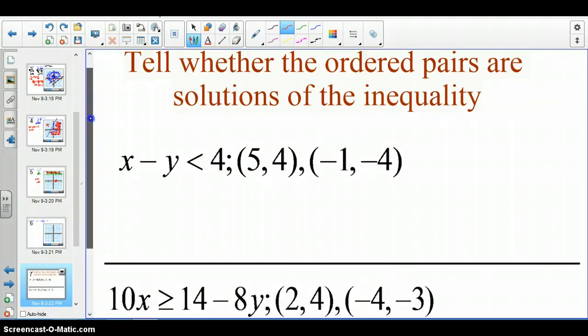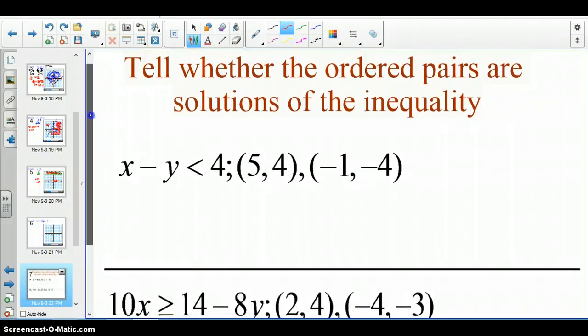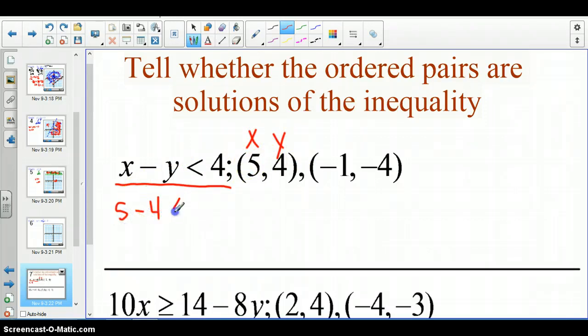Now, these say, tell whether the ordered pairs are solutions of the inequality. We want to see, here's our inequality, if when we plug these numbers in, they make our inequality true. So let's first try it with our first one, x and y. So 5 minus 4 less than 4. 5 minus 4 is 1. Is 1 less than 4? 1 is smaller than 4, so yes. So that one is good.